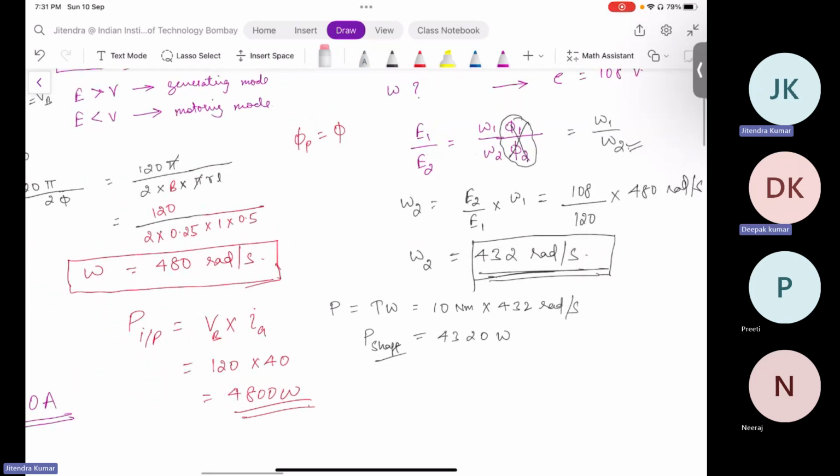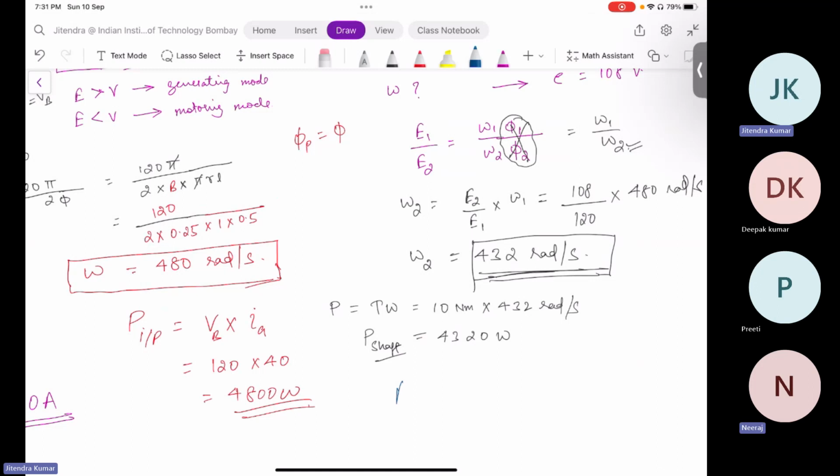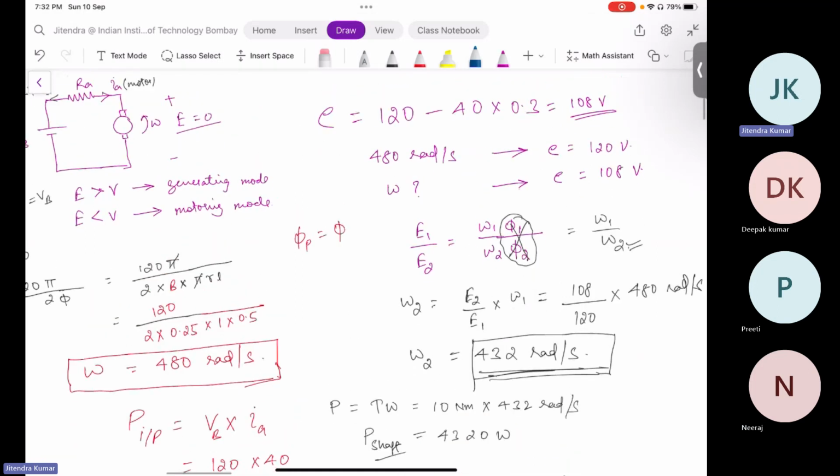Motoring mode. Why? Sir, applying the passive sign convention, we can see that current is flowing out of the positive terminal of the supply voltage. Therefore, it is supplying power. Right. So yes, your EMF induced is less than battery voltage. That is another indication.